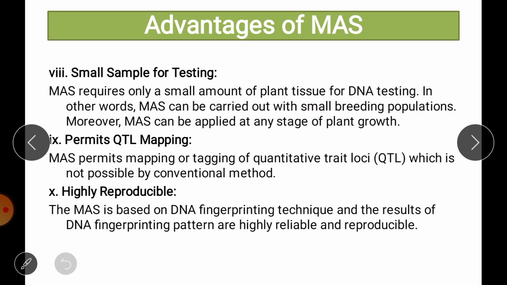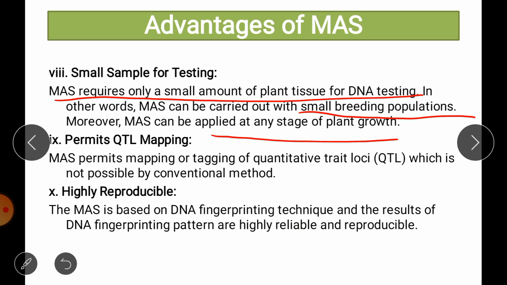The next one, small sample for testing. Marker assisted selection requires a small amount of plant tissue for DNA testing, or small breeding populations are required for screening purposes, and it can be applied at any stage of plant growth. It also permits QTL mapping. So it also permits tagging of quantitative trait loci, which is not possible by conventional breeding methods.